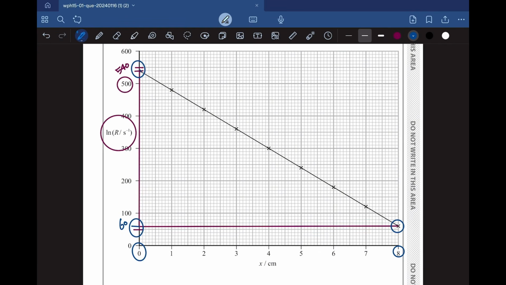Because this y2 corresponds with this x2, and this y1 corresponds with this x1. So if this is my y2, this is my x2, and if this is my y1, this is my x1.